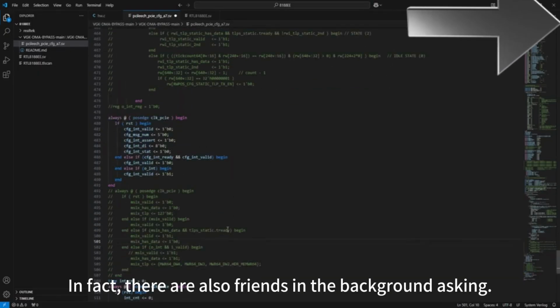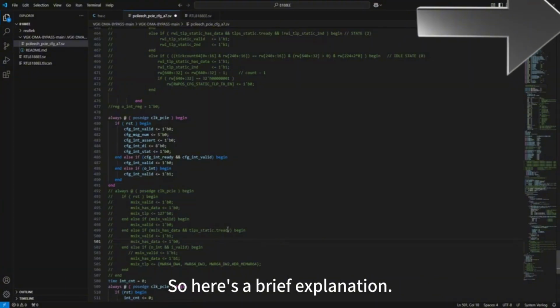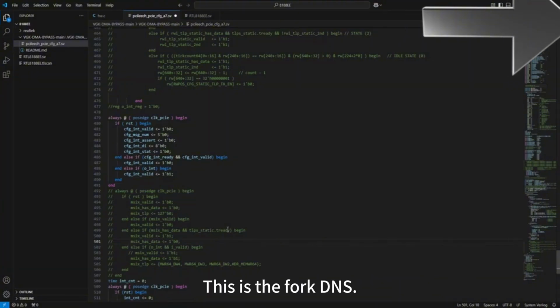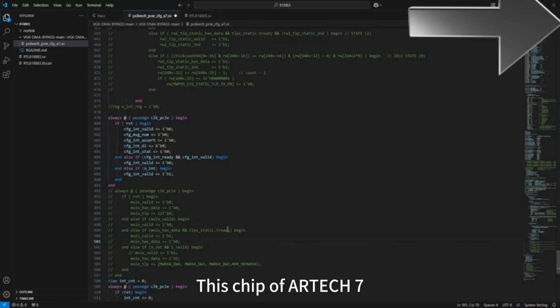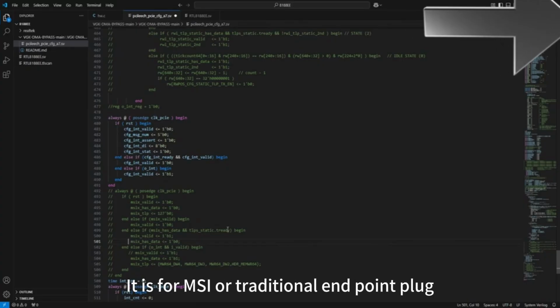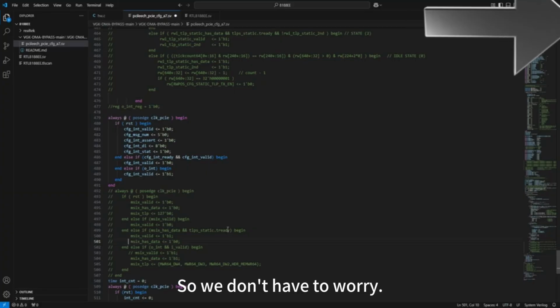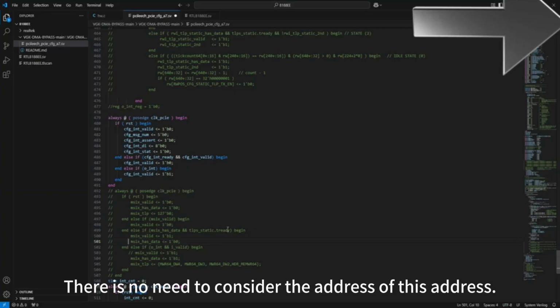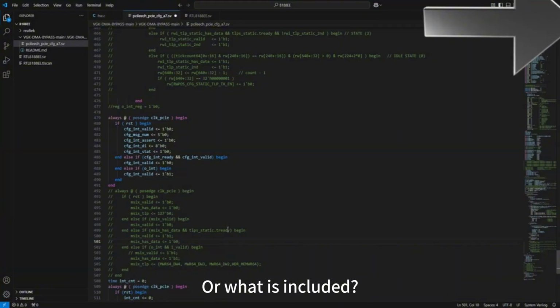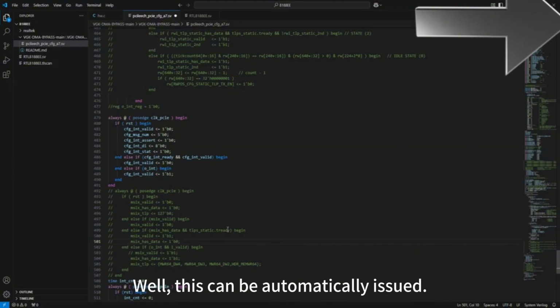In fact, there are also friends in the background asking. So here's a brief explanation. This is the forked DNS. This chip of RTX7. It is for MSI or traditional endpoint plug. By plugging in this IP card, it can be automatically packaged. So we don't have to worry. There is no need to consider the address of this address, or what is included. Well, this can be automatically issued.